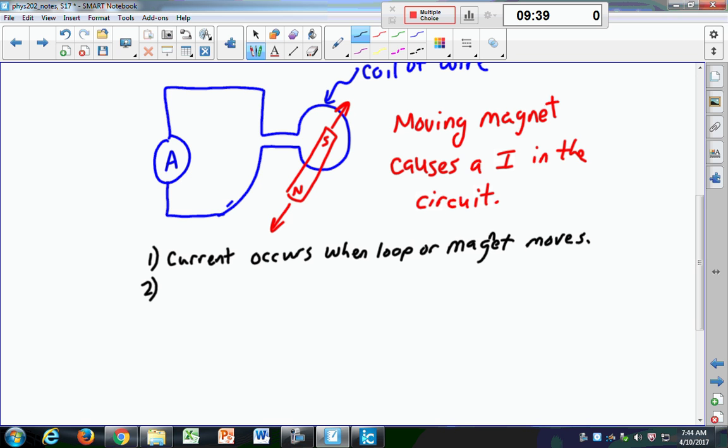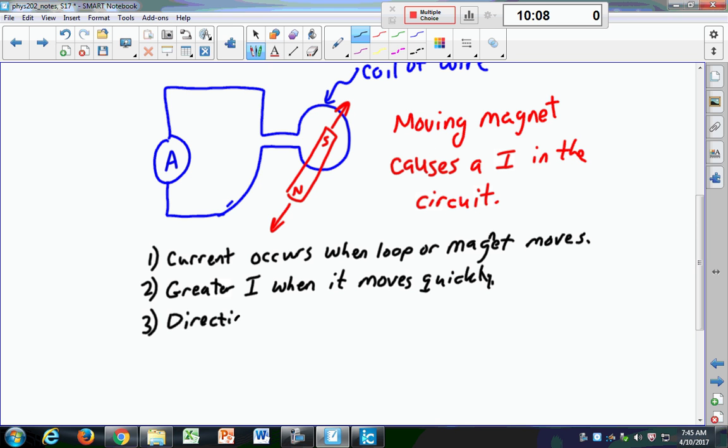The second thing I want you to notice is that you get a greater current when it moves quickly. A bigger current when the magnet moves quickly. If I move it more vigorously through the inductor, then it generates a bigger current. And then the third thing is that the direction of the current is dependent upon the motion of the magnet.